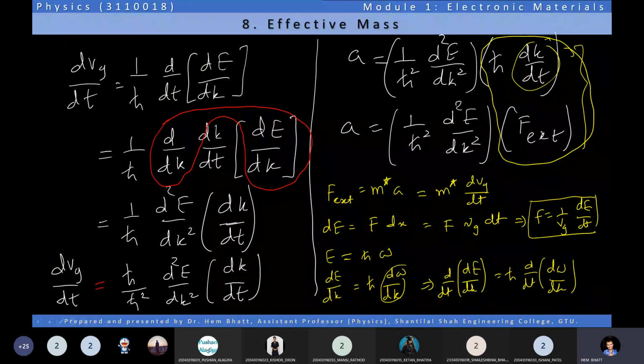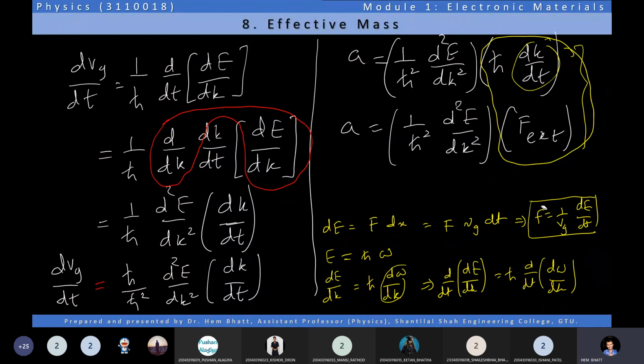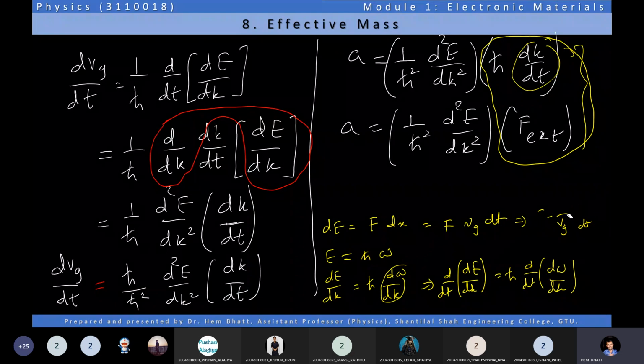And now look at the last step. My last step is giving me force on one side and acceleration on the other side. So can I have mass in between somewhere? There must be mass in this somewhere. Where is the mass? If force and acceleration are in the same equation, mass must be there. Sir, 1 upon the coefficient of F external.